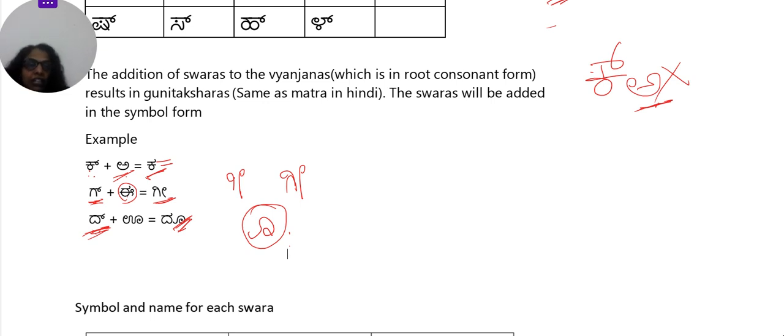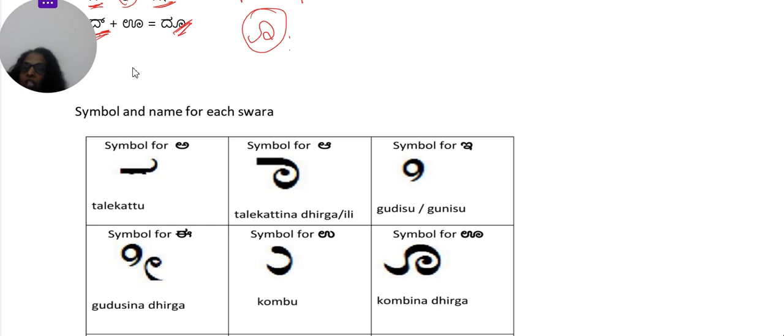So now each swara has a symbol. So you can just go through this. So this is the symbol of A and each symbol has a name as well. So the symbol for A is this. You just write this and it is called Talekattu. The symbol of the next swara, Aa, is like this. You write a line and then bring it down. So this is Talekattina Dirgha, or it can also be called Talekattina Ili.